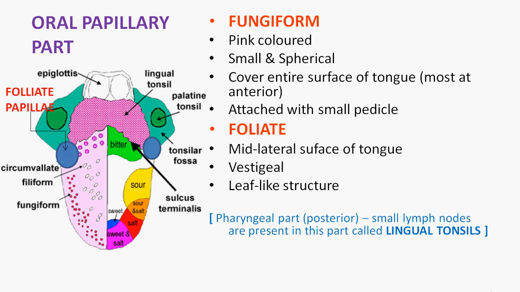Next is the pharyngeal part. This is the posterior part of the tongue, consisting of small lymph nodes which are known as the lingual tonsils. What is their function? They help in the defense mechanism. This we will cover in a separate video.